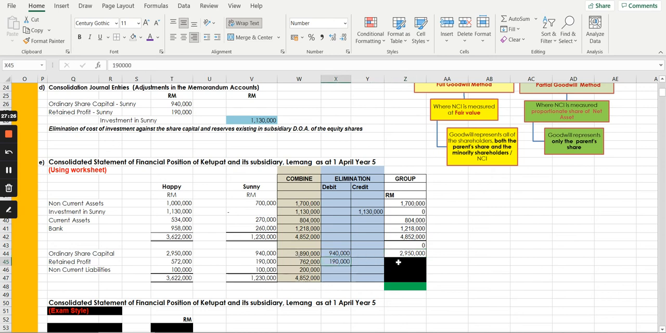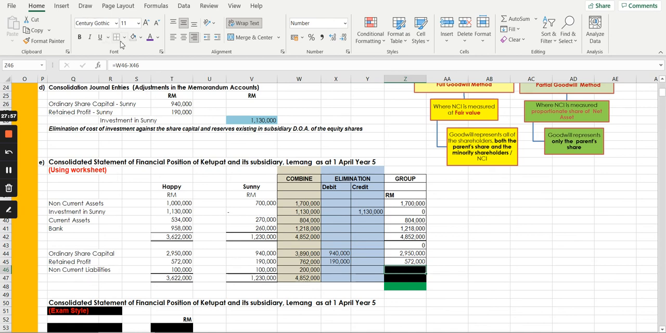Same thing will be done for retained profit, because we do this on the date of acquisition. Most of the time, the preparation of consolidated financial statements will be done on a subsequent date, right? Subsequent date means not on the date of acquisition, but any date, maybe after a year, or after several months that you have acquired. This is our example showing that we are doing it the day we acquired, right?